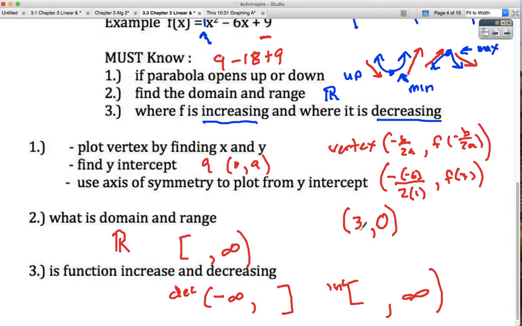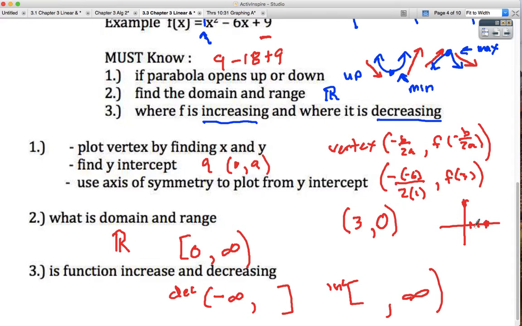I know that this is a minimum. So I know that the y value drops off at 0. So from 0 to infinity is its range. 1, 2, 3, and this is 0. I know my y-intercept is at 9.